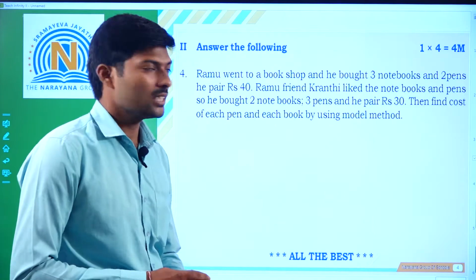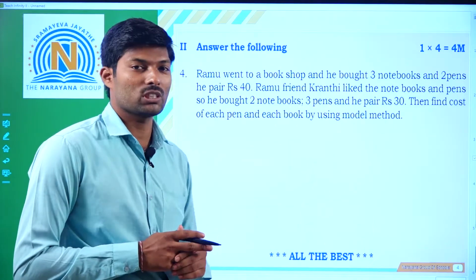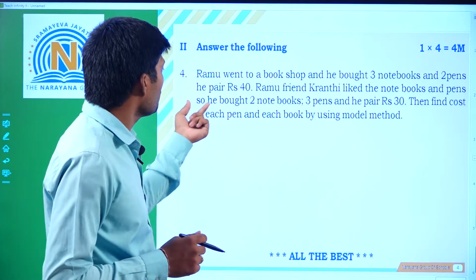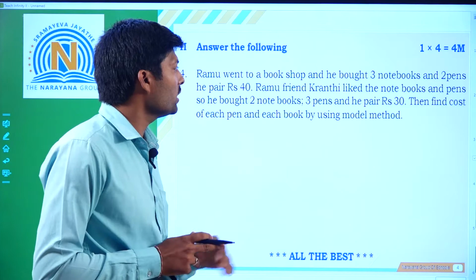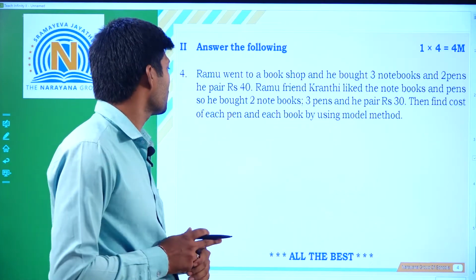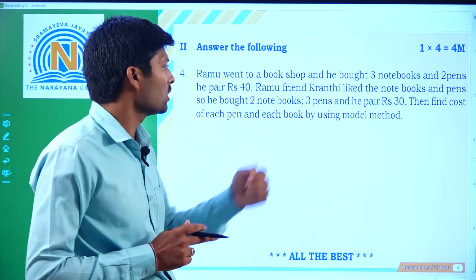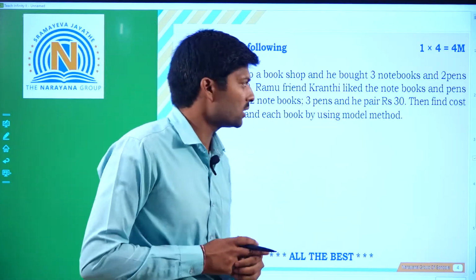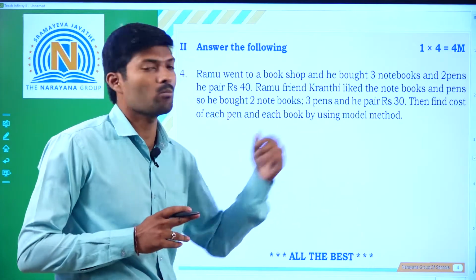Yes, the fourth question is: Ramu went to a bookshop and he bought 3 notebooks and 2 pens, and he paid totally 40 rupees. Next, Ramu's friend Kranti liked the notebooks and pens, so he bought totally 2 notebooks as well as 3 pens. So, he paid totally 30 rupees. Then find the cost of each pen and each book by using the model method.